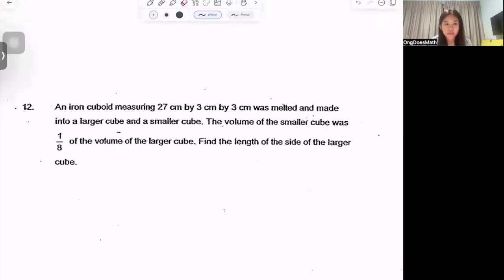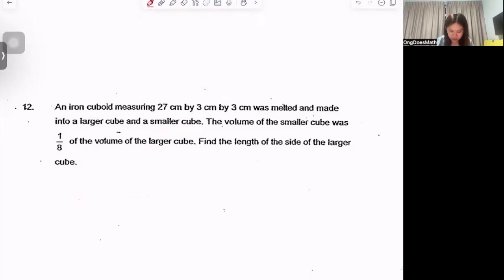Question 12. An iron cuboid measuring 27 cm by 3 cm by 3 cm was melted and made into a larger cube and a smaller cube. The volume of the smaller cube was 1/8 of the volume of the larger cube. Find the length of the side of the larger cube. Okay, let's start off by finding the volume of this iron cuboid first. So it measures 27 cm by 3 cm by 3 cm.